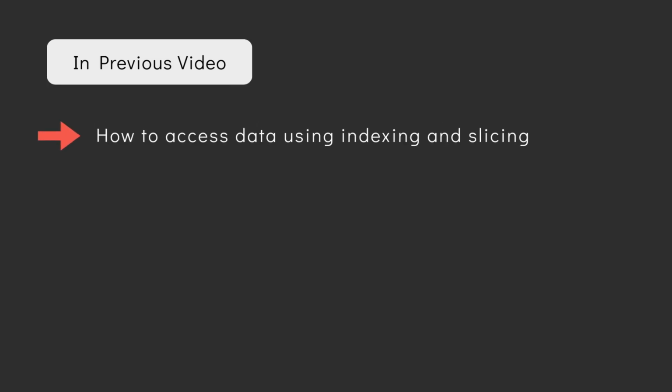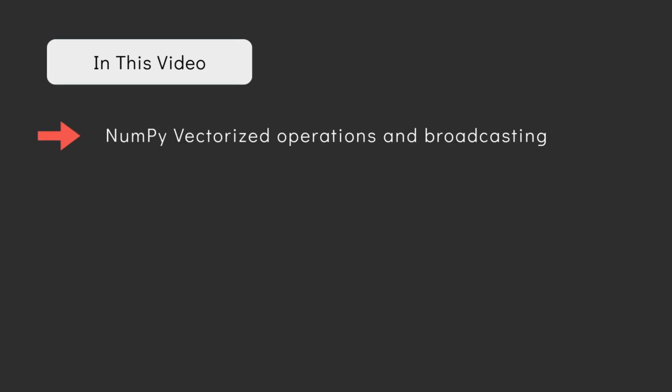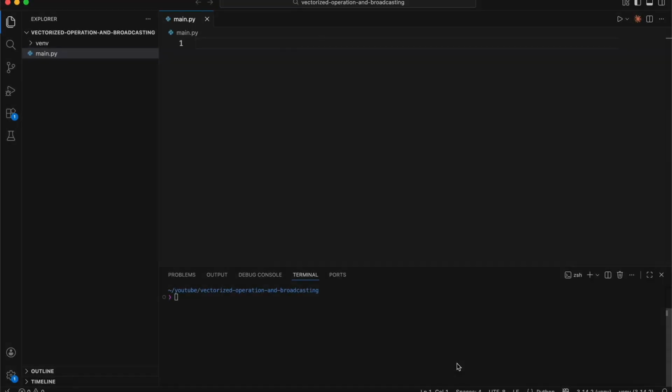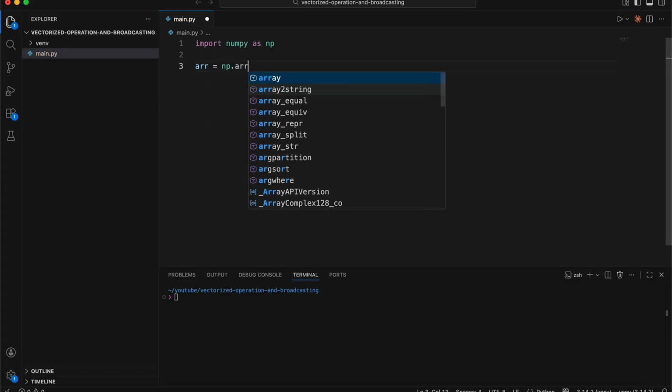In the previous video, we learned how to access data using indexing and slicing. Now we will move to NumPy vectorized operations and broadcasting. Let's start with the basic example. I am in VS Code. First I will import NumPy as np. Then I will create an array from the numbers 1, 2, 3 and 4.